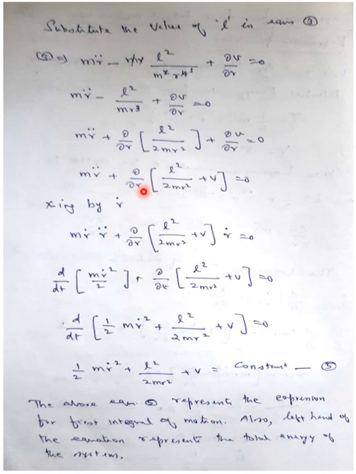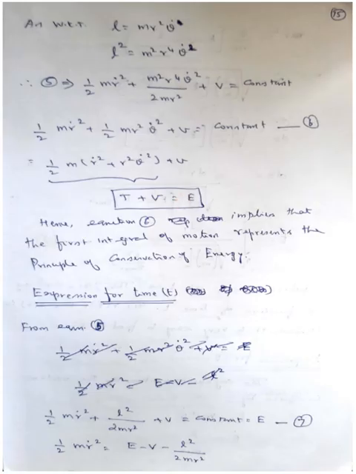Now, L is equal to mr square theta dot, or L square is equal to m square r power 4 theta dot square. Now substitute this value in the equation of half m r dot square plus L square by 2mr square plus V equal to constant, that is, the earlier equation 5. You just verify it. In the place of L square you substitute and solve, and you will get half m r dot square plus r square theta dot square, plus V.